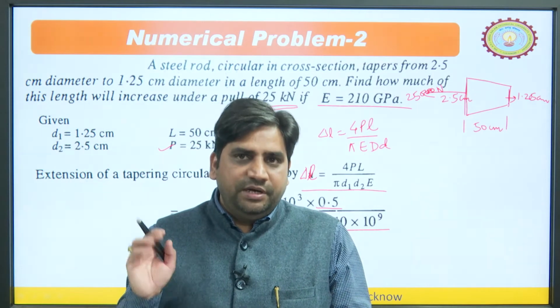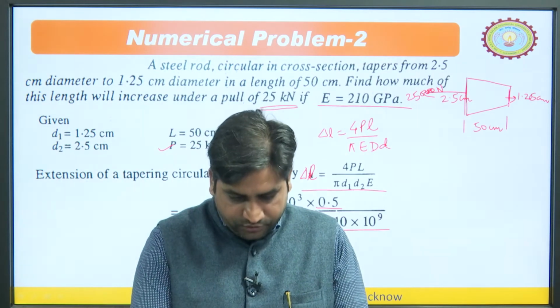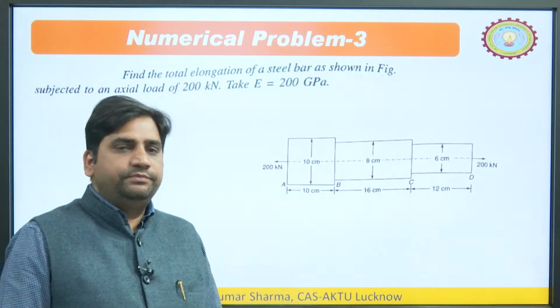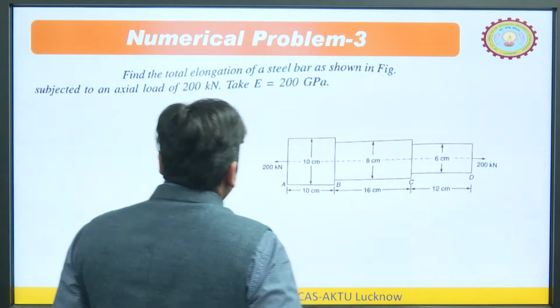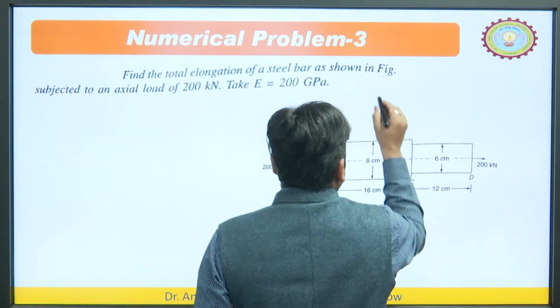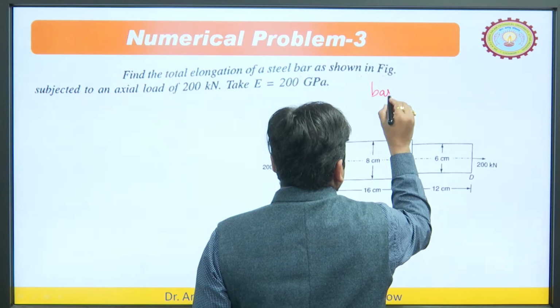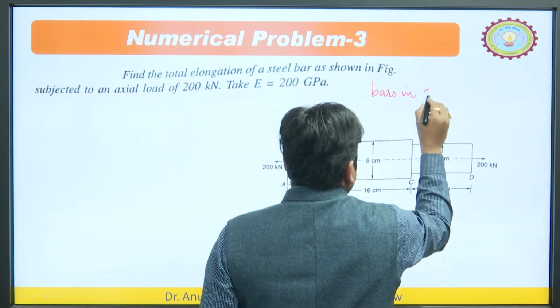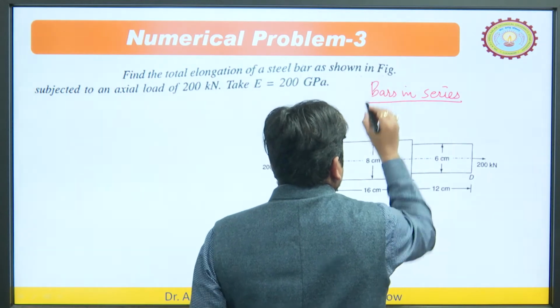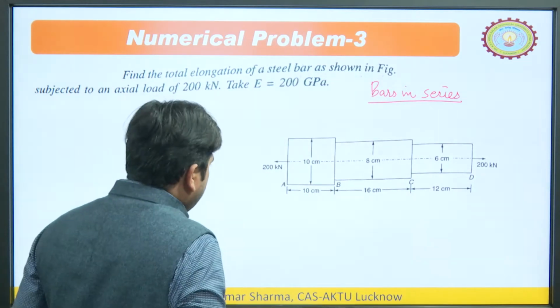So, these are very simple and most of the time these questions will not come, but let us see which type of question will come. Let us see numerical problem 3. So, this type of numerical problems will come. It is a combination of different bars. So, generally we call this case bars in series, or we can say rods in series.